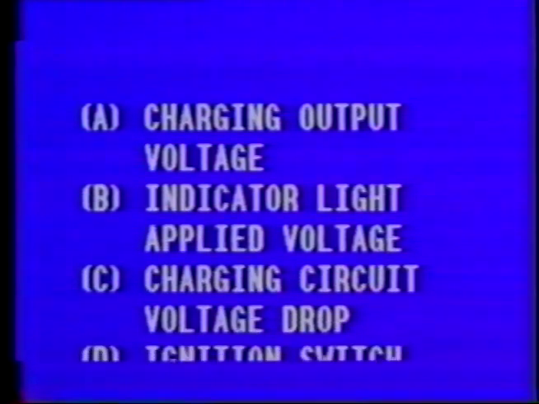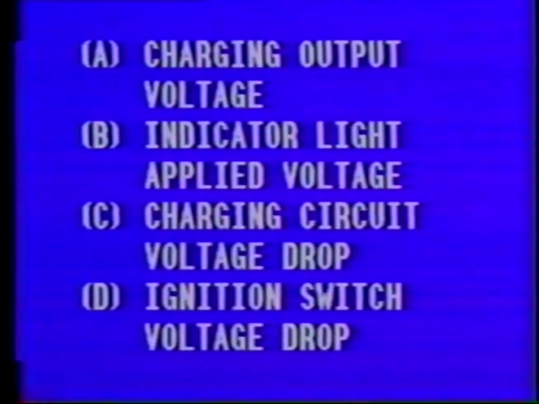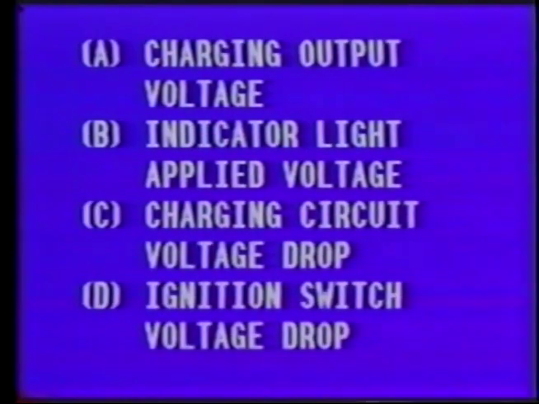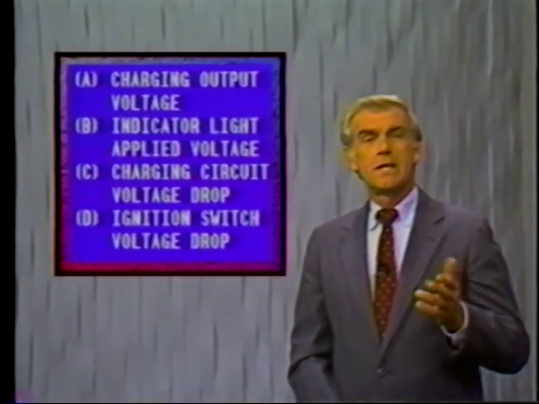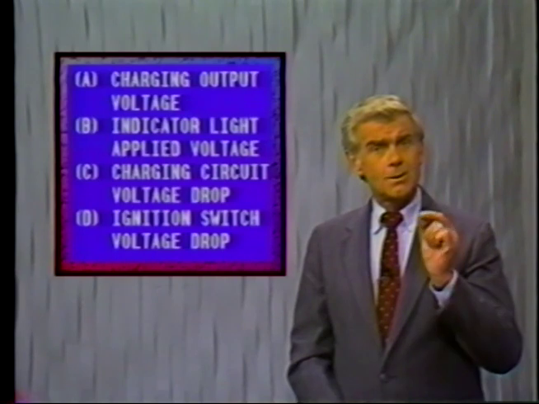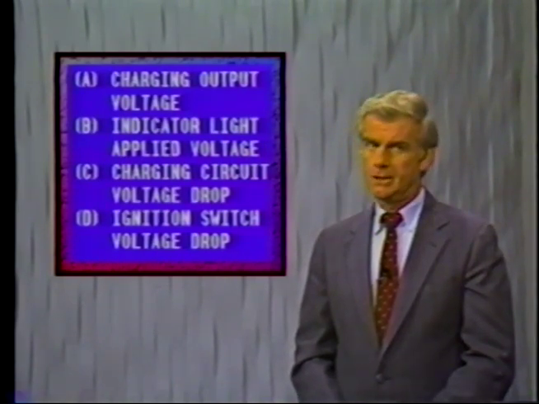For this question, refer to the corresponding graphic on your mini-test. In the charging system shown, the meter reading will show A, charging output voltage, B, indicator light applied voltage, C, charging circuit voltage drop, or D, ignition switch voltage drop. This simple choice question tests your understanding of schematic reading as well as electrical testing techniques and terminology.